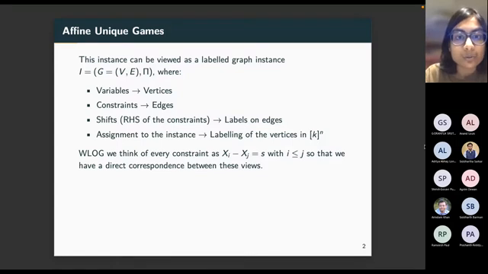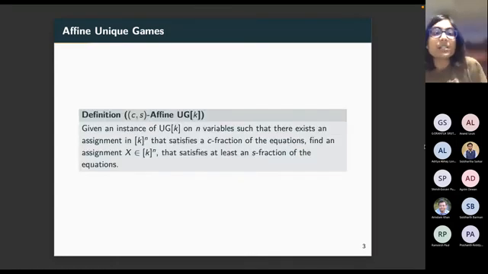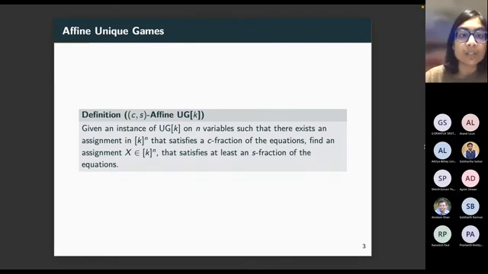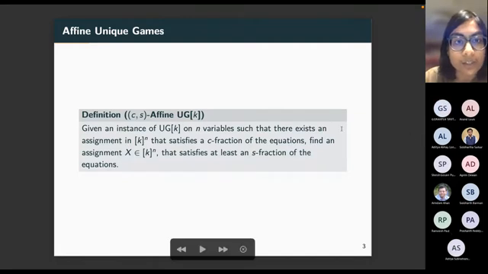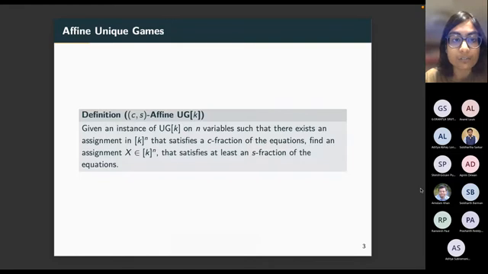Okay, so now let me define the C, S unique games problem. This problem asks us the following: if there is an instance of unique games such that there is an assignment that satisfies some C fraction of the equations, we are asked to find an assignment that satisfies at least S fraction of the equations. So we are thinking of C as larger than S, and both are some constants in 0 to 1.